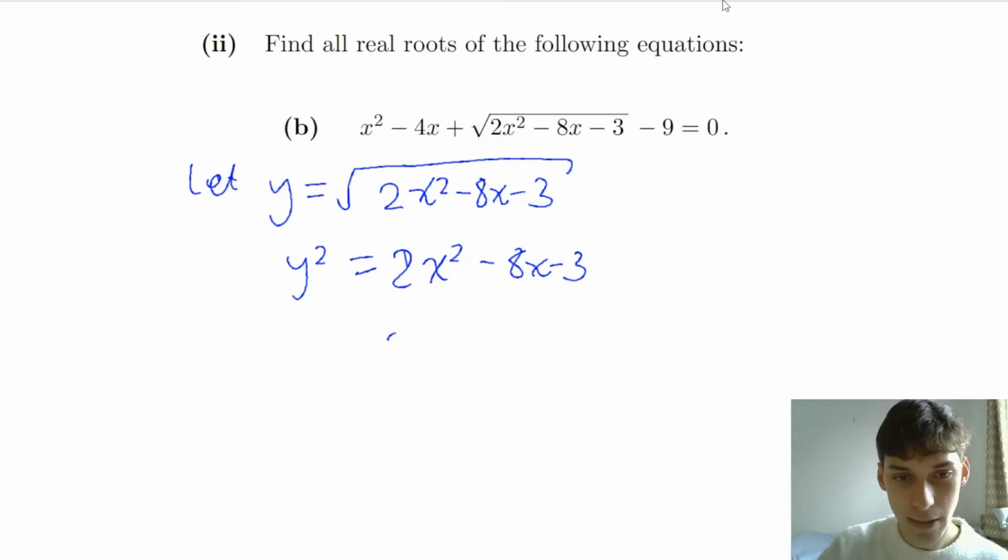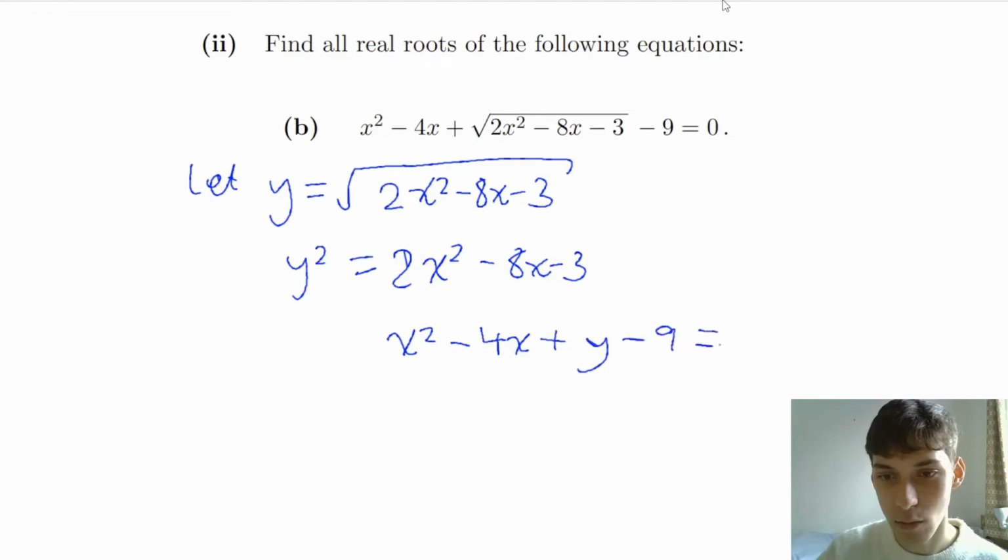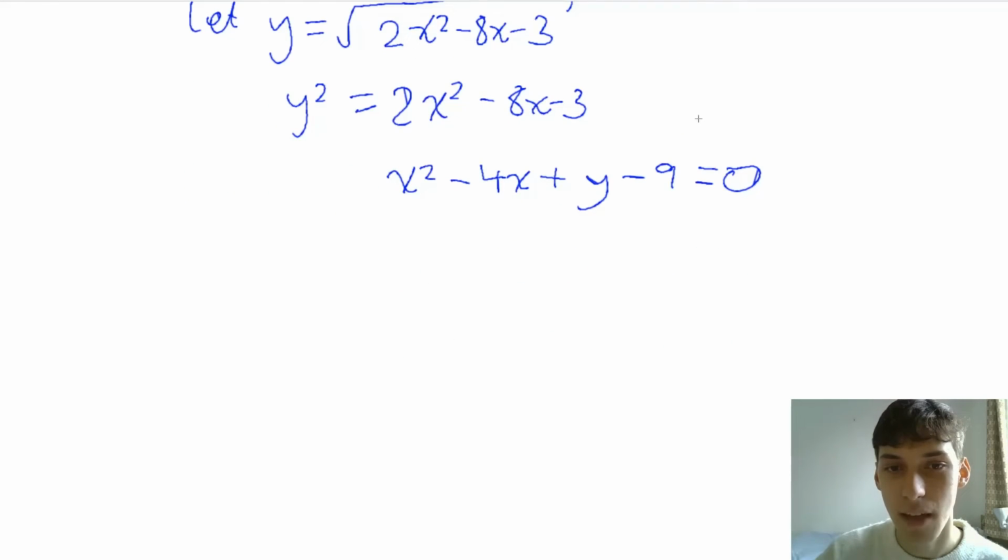So we can start off with x squared minus 4x plus y minus 9 is equal to 0. And now let's try to replace this x squared and minus 4x with y's. And we do see that y squared is equal to some function of x squared and x.